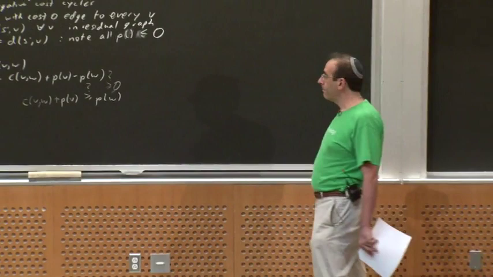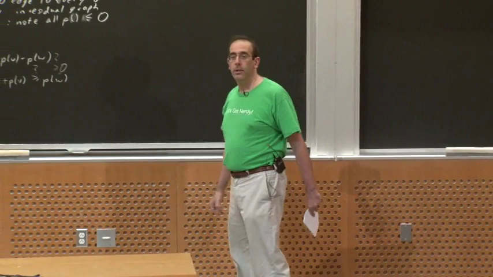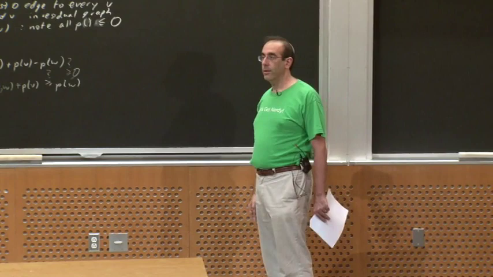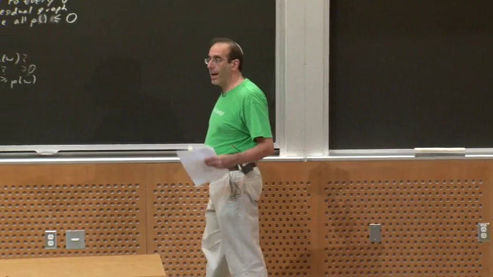Wasn't that the way you define P of W? Well, I define P of W as a shortest path. C of VW plus P of V is the length of the path from S to W that goes through V, so it has to be at least the length of the shortest path. Great. And what do we call that statement?